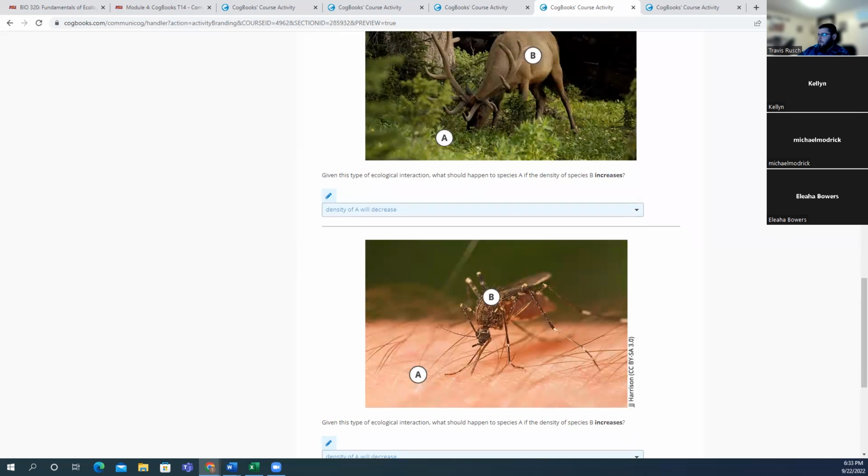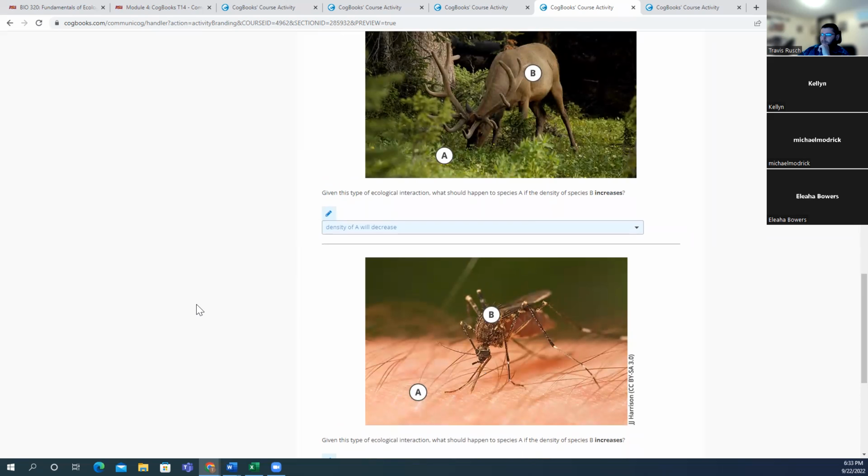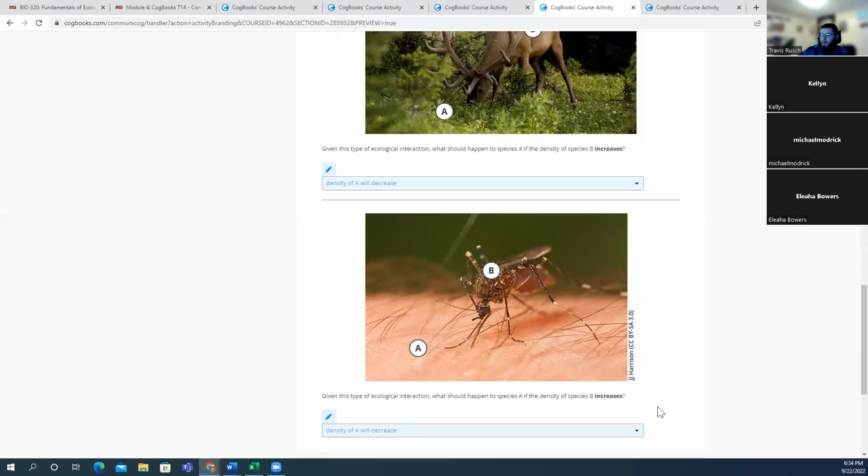All right, well, what about the last one here? What type of relationship is going on here? Yeah, parasitism, right? Where the parasite is gaining a benefit by feeding on the host, and the host is losing some energy, and therefore not gaining a benefit and losing. So we have a positive and a negative relationship. So then it asks, given this type of ecological interaction, what should happen to species A? So what happens to the host if the density of B increases? Yeah, it would decrease, right? Because it would have more and more negative effects and reduce the fitness of the host organism.